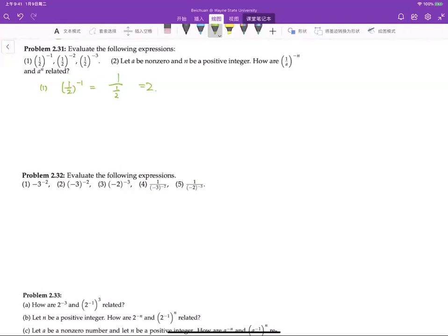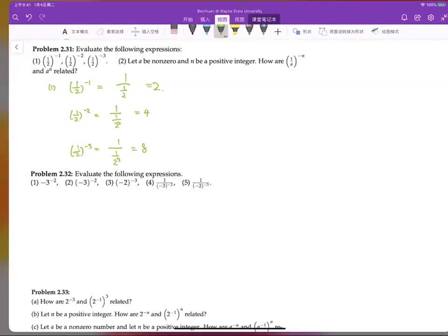How about the second one? The second one is just 1 over 1/2 to the power of 2, and then that would just be 4. Okay, so that's 4. And the last one would just be basically the pattern, and that would just be 8. Good. So the last one is 8.